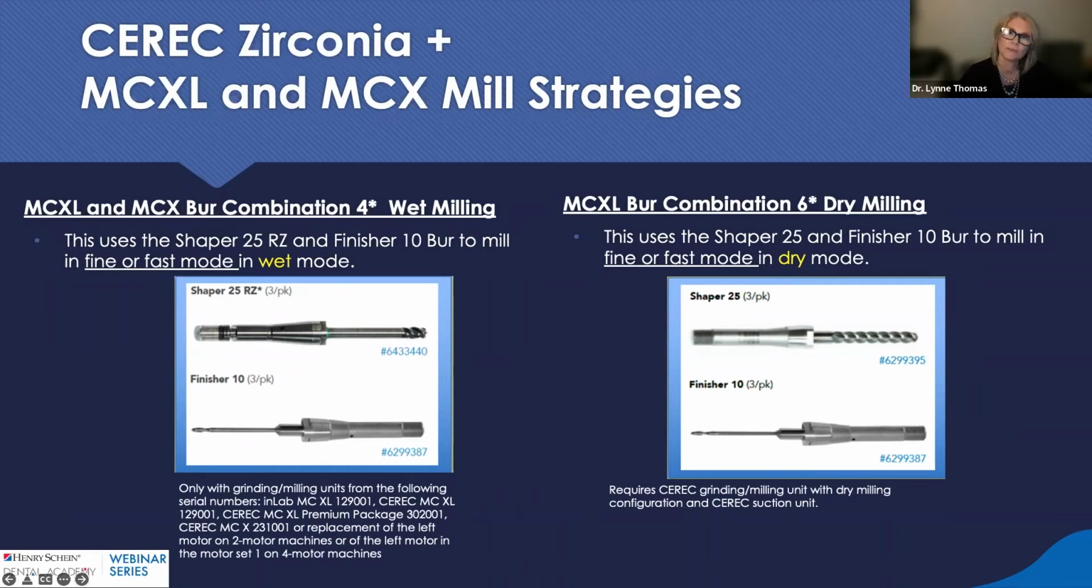Now, if you are planning to do wet milling, one of the things you really have to plan to do is change the water reservoir. So people who do use zirconia and have the MCXL or the MCX usually have a separate water reservoir just for zirconia.